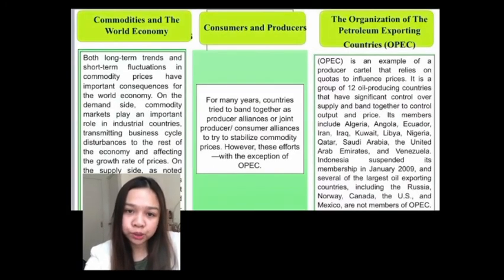Consumers and producers. For many years, countries tried to band together as producer alliances or joint producer and consumer alliances to try to stabilize commodity prices. However, these efforts failed, with the exception of OPEC, the Organization of Petroleum Exporting Countries. As I said earlier, OPEC was established to protect the interests of producers only. That's why it is exceptional.